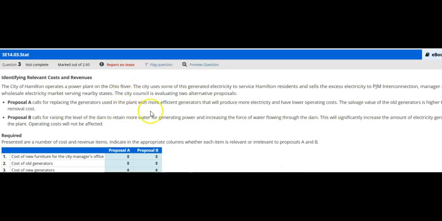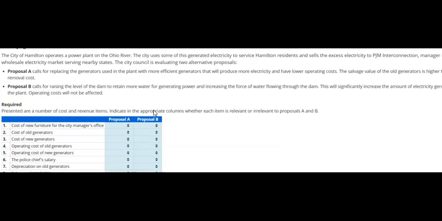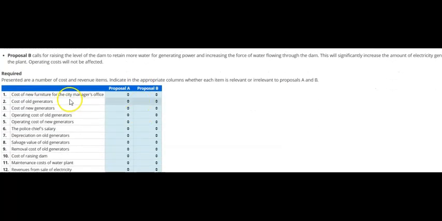The next one, we have a situation where they sell excess electricity, and they're looking at two proposals for producing more electricity and lowering costs. You're going to look at the various costs and say whether they're relevant or not relevant to the decision. So you're going to want to take a look at page 454 to 457 in the chapter where they talk about relevant costs and irrelevant costs.